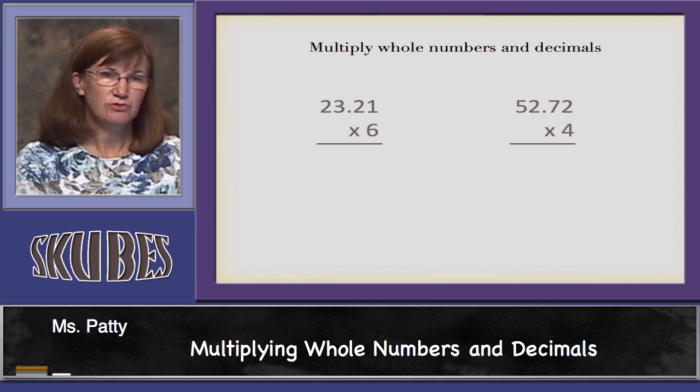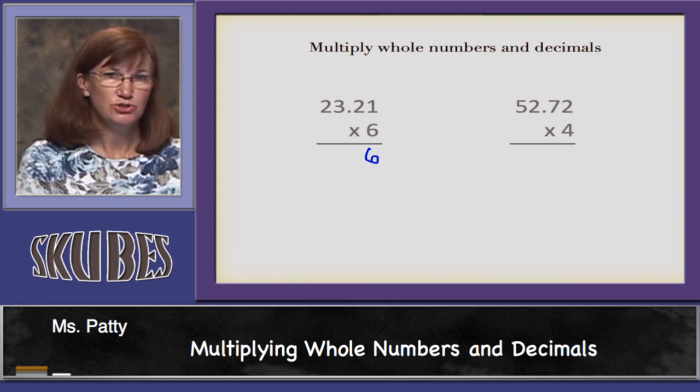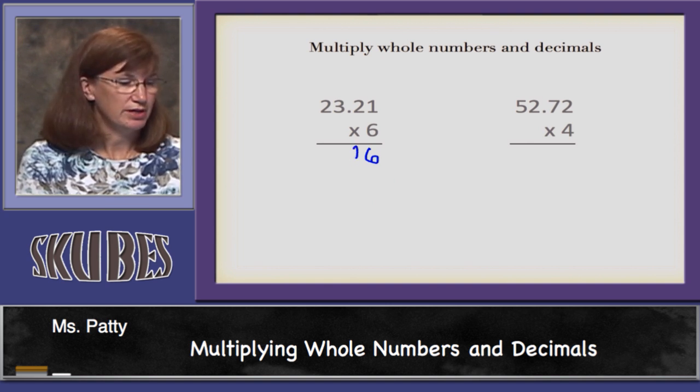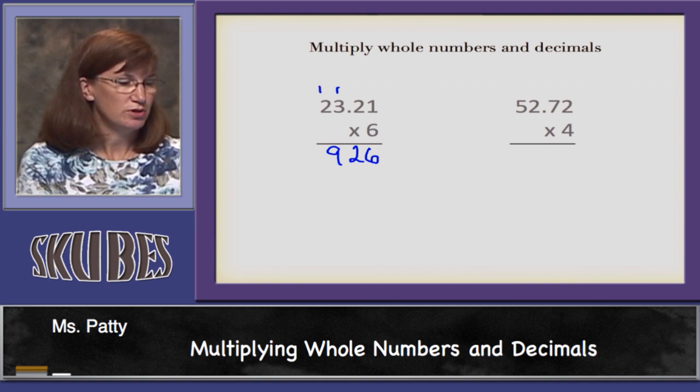23 and 21 hundredths times 6. 6 times 1 is 6. 6 times 2 is 12. Write down your 2, carry your 1. 6 times 3 is 18, plus 1 is 19. Write down your 9, carry your 1. 6 times 2 is 12, plus 1 is 13.